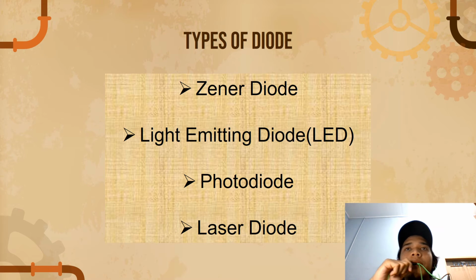Types of diode. We have four types of diode. The first one is Zener diode. Second one is light emitting diode, or we usually call it LED. The third one is photodiode, and the last one is laser diode.